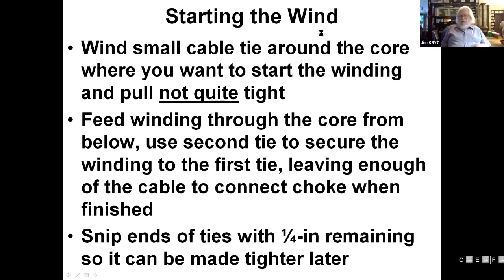I use very small cable ties to hold the winding in place. So you start with a cable tie around the core at the point where you want to start the winding and pull it not quite tight. Then you want to feed the winding through the coil from below and use a second cable tie to secure the winding to the first one. With both of these, leave enough of the cable to connect the choke when you're finished. And you want to snip both ends of the ties, but leave a tail, so there's a needle nose to pull the ties much tighter when you're done.